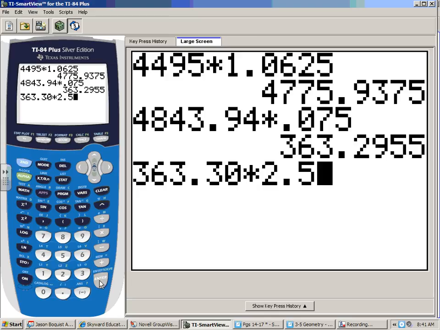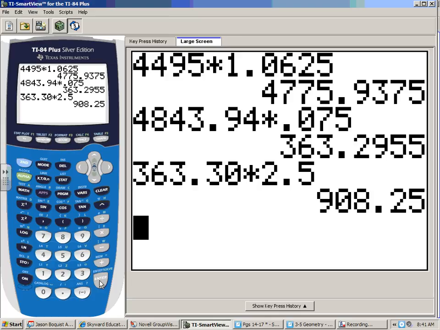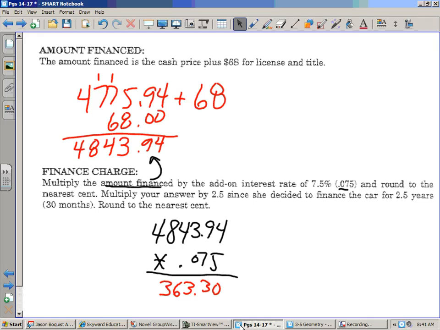So I'm going to write that one down this time. Now, what is that number? 908.25. What does that kind of stand for? What is that? Okay, that's what I want you to start learning from this. Well, they call it the finance charge. That's great. You can tell me that, but what does that mean? Truly. Anybody tell me what that means?